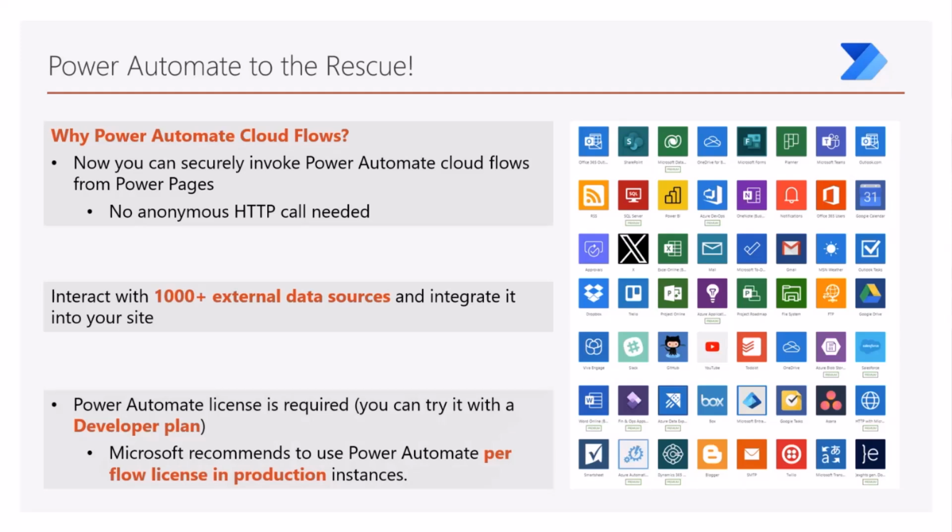If you want to play around with it, you can use a developer plan, but it's important to have in mind that whenever you are going to put it on production sites, Microsoft recommends you to have a Power Automate per flow license in production, just for scalability and other similar issues.